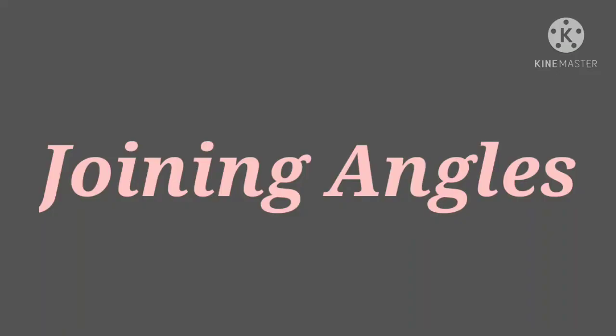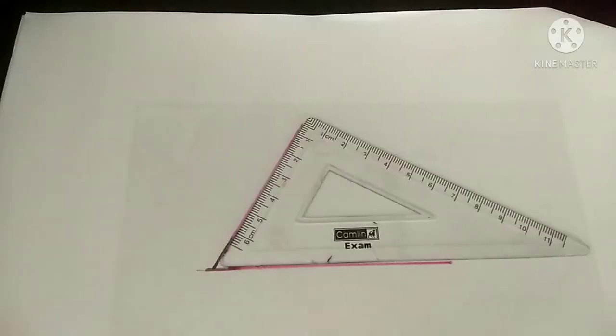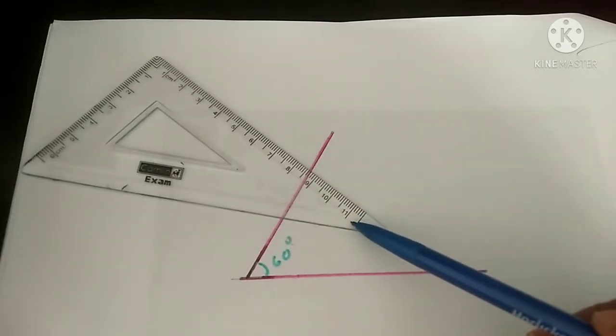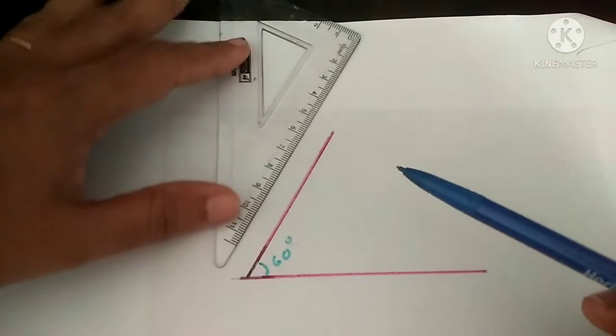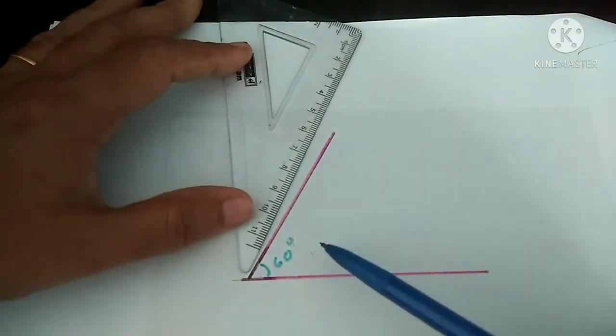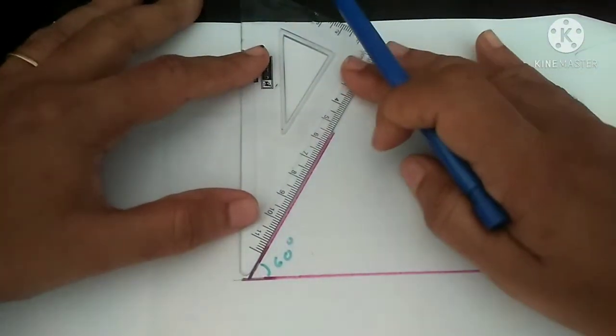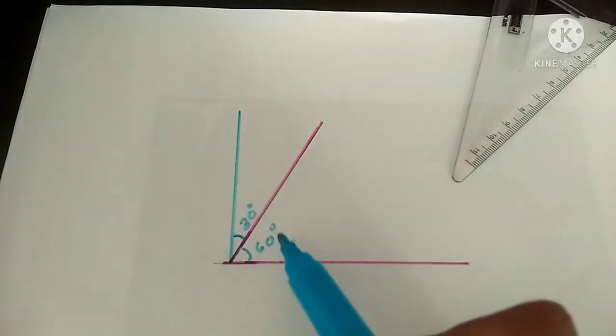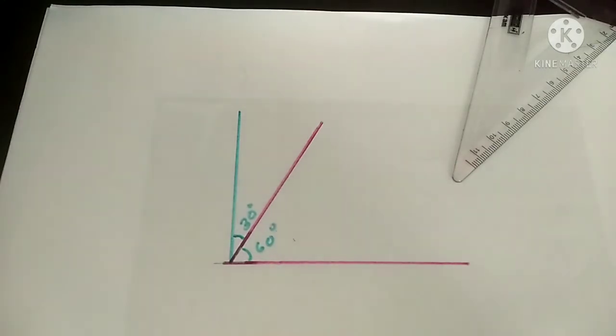Next topic, joining angles. Example, by using this angle, I draw a 60 degree angle like this. Okay. Then by using this 30 degree angle, I draw an angle on top of the 60 degree angle by keeping the set square like this. See, like this. This is what is called joining angles. Drawing an angle on top of another angle is called joining angles.